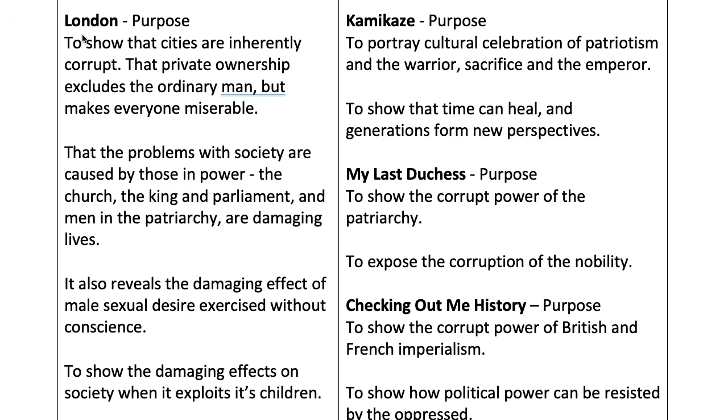Okay, now let's look at London. So one purpose is to show that cities are inherently corrupt. So we've got here Blake, a romantic poet who believes in this pastoral ideal of people living in harmony with nature in the countryside. And so he's writing about London to show how this has destroyed that element of communal living and utopian living in the countryside. He wants to show that private ownership excludes the ordinary man, but makes everybody miserable.